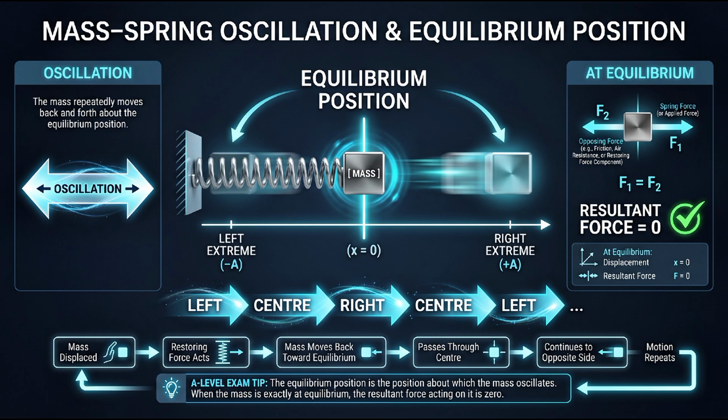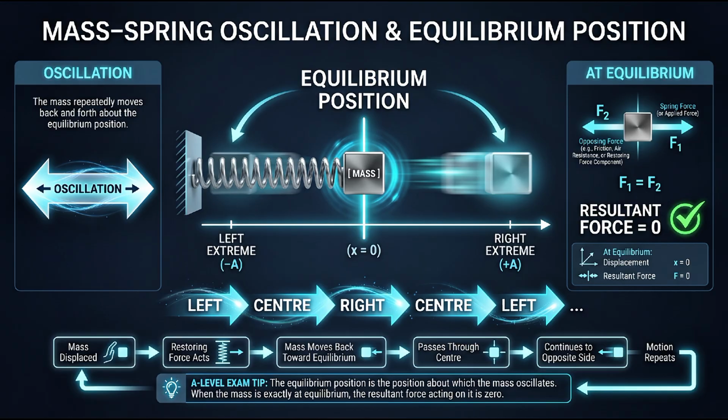The equilibrium position can be understood in terms of forces. At equilibrium, the forces acting on the mass balance each other, so the resultant force is 0. In the simple horizontal spring system shown in the diagram, if there is an applied force or another opposing force, the equilibrium position is the position where these forces are equal in magnitude and opposite in direction. For example, if one force F1 acts towards the right and another force F2 acts towards the left, then at equilibrium F1 equals F2. Because the forces are equal and opposite, the resultant force is 0.